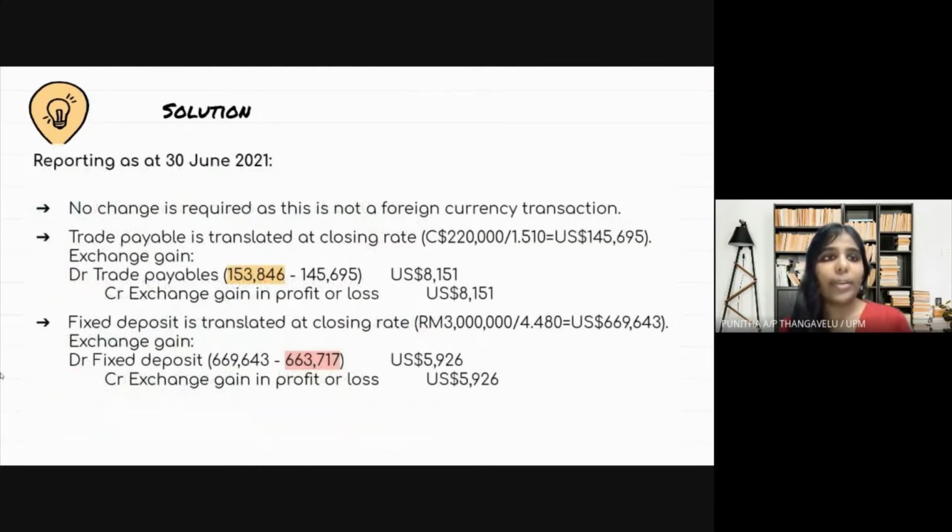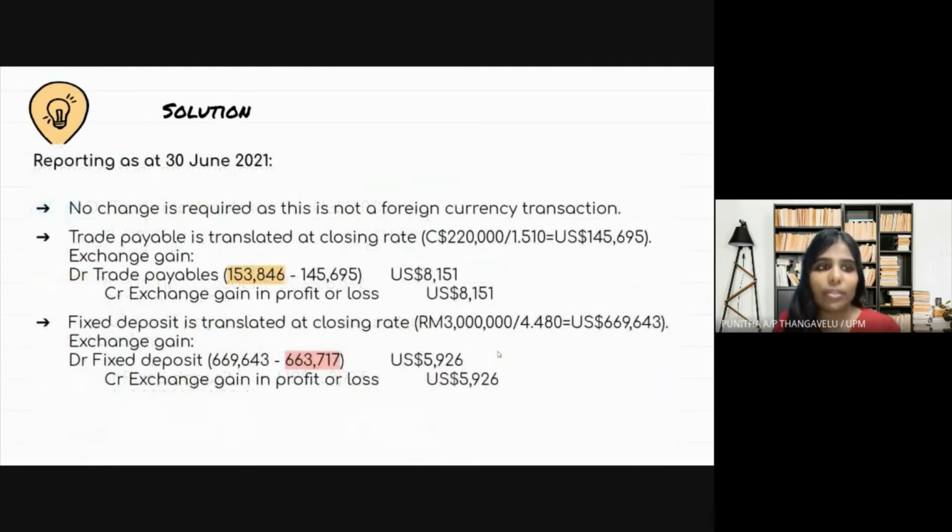As for the reporting as at 30th June 2021, for the first transaction, which is on 1st June, no change is required as this is not a foreign currency transaction, because the sales itself is in US dollar, so we don't have to translate it. We just straight away record it.